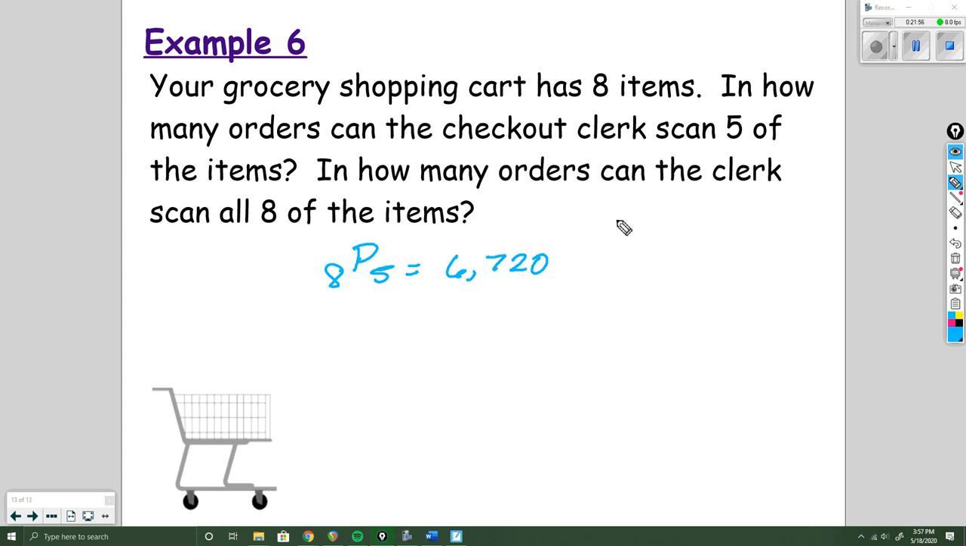And how many orders can the clerk scan all 8 of the items? Well, that would be 8P8 or 8 factorial, which would be 40,320 different ways.